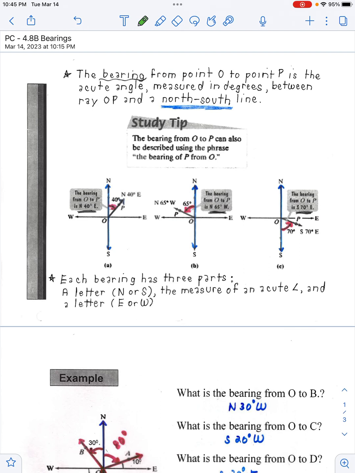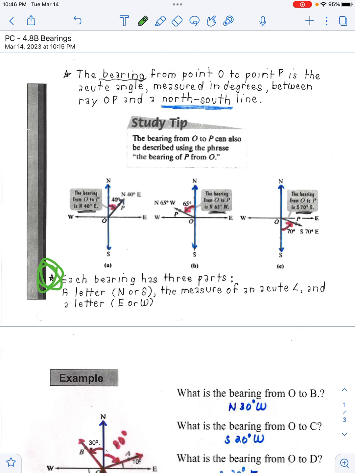You see a bearing, if you look down here at the bottom, has three parts. It starts with a letter which is either north or south. That depends when you start at the origin, if you're going up and to the right or up and to the left, down right, down left. But up and down is north or south. Then sandwiched in between the letters north and south and east and west is the measure of an acute angle formed between the ray OP and the north-south line. So north and south is up or down, east and west is right or left.